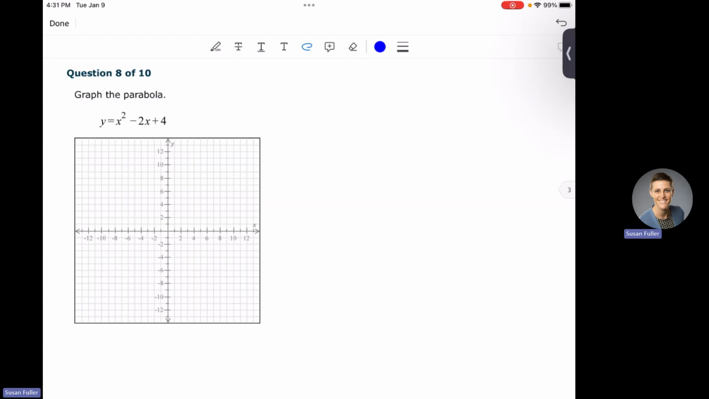A quadratic equation is one that looks like this. The general form of a quadratic equation looks like y equals ax squared plus bx plus c. So this is our general format of a quadratic.